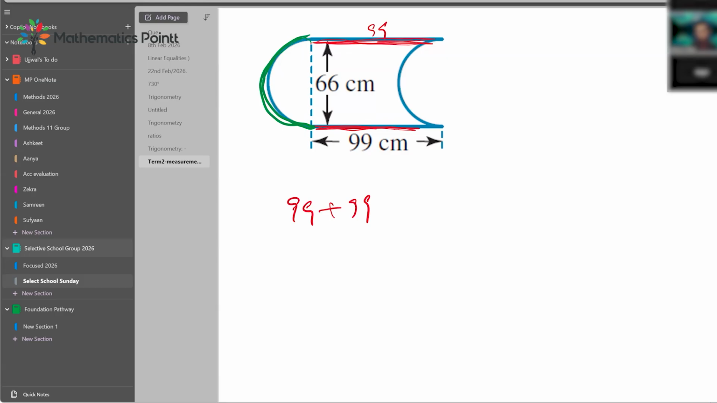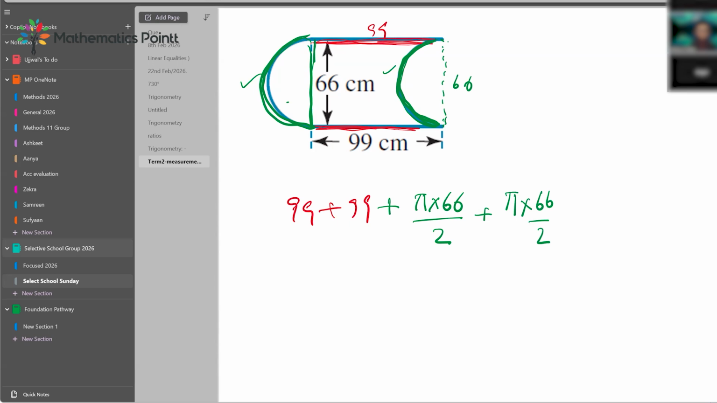The diameter of the circle is 66. So this part is pi times 66 over 2. Pi d over 2. Similarly, this green marking that I've just done is also the same semicircle, exactly the same length. Why? Because their diameters are the same. So another pi times 66 over 2.